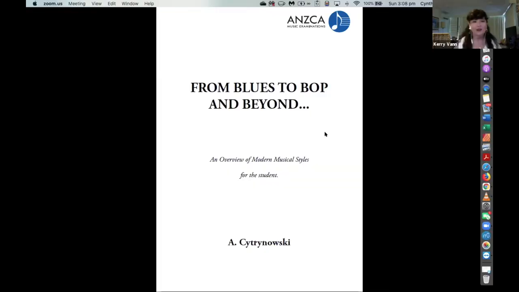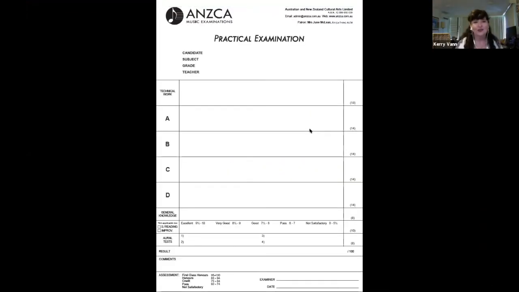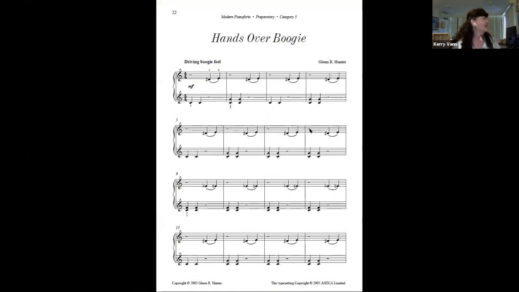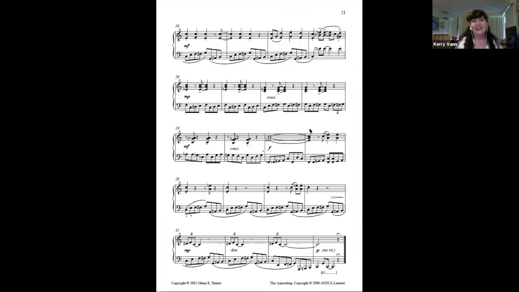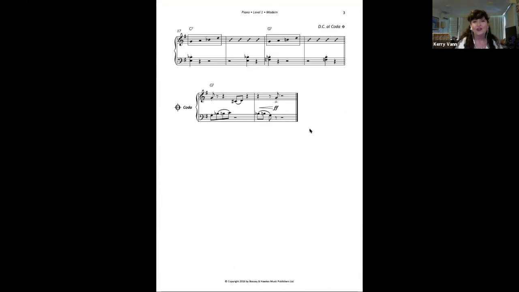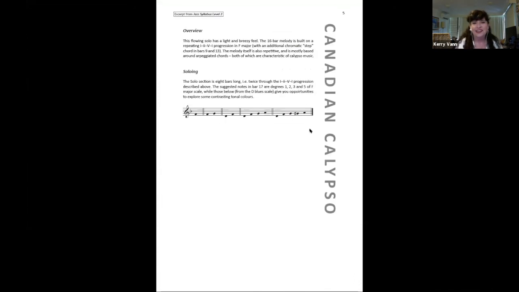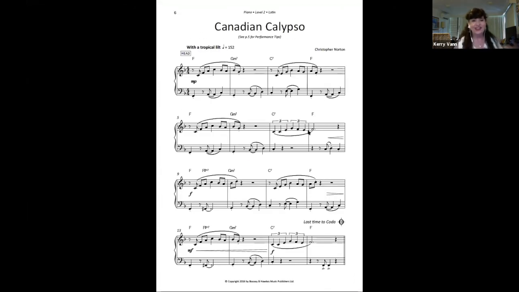The first one I'm playing is the Canadian Calypso. I keep saying Calypso Carnival, oh, very good. I'm not doing Give It Up, but we're nearly there. You should all have this in your PDF that came to you anyway. So we're going to look at the Canadian Calypso.